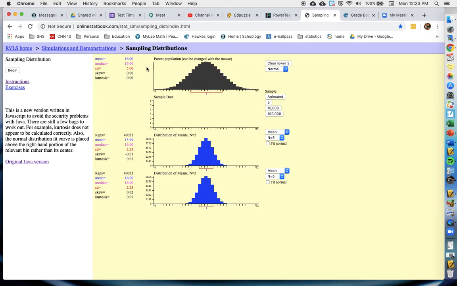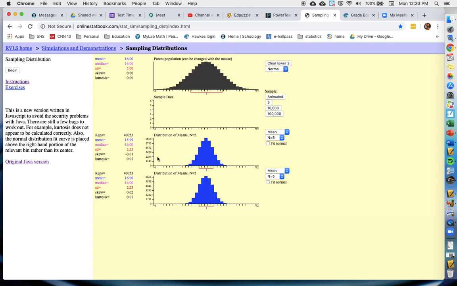Now take a look with me over here. It says in the original population that the mean was 16. And so when I come down here, now I've done this thing 40,000 times, and the mean is 15.99. And I've taken the mean of all of these sample means, and this mean was 16. Look how beautiful that turned out.